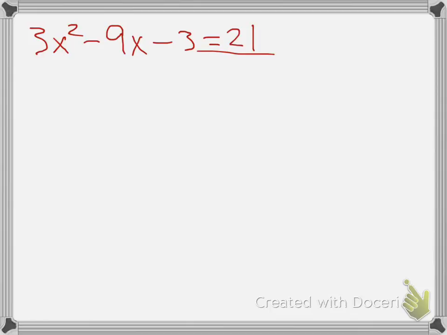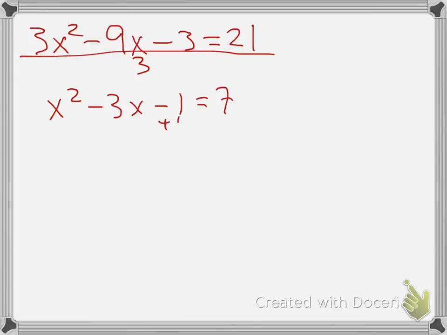Here's all you've got to do. First off, before you do anything, you want to get rid of that number in front of the x squared. So whatever number is in front of the x squared, divide by it. Dividing by 3, I get x squared minus 3x minus 1 equals 7. And then start doing what you have to do. Move the 1 over. Divide the 3 by 2.